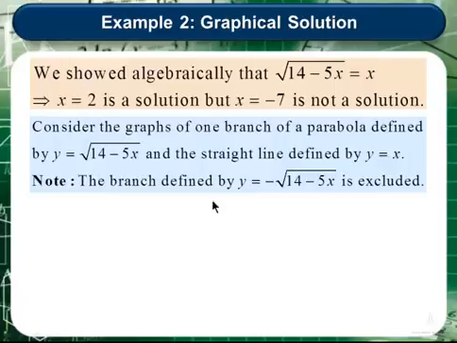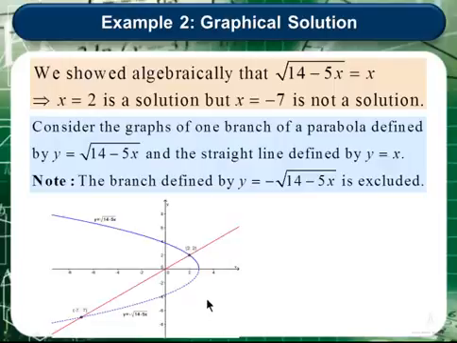It's only the positive square root that we consider in this case. If we do that, then we have this particular graph. Can you see it's a parabola on its side? This part is excluded. In other words, the negative square root of 14 minus 5x is not the defining expression for a function to be graphed. We only graph the one branch as indicated in blue.